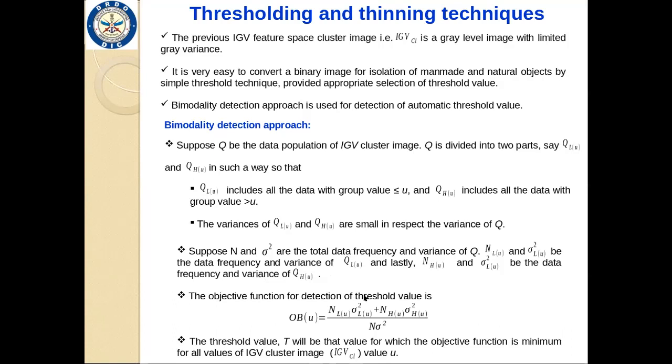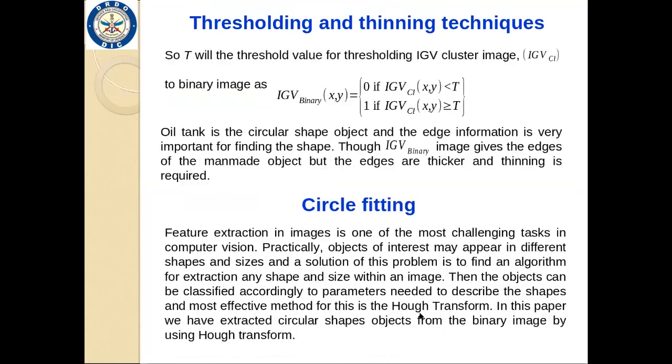Then the objective function for detection of the threshold value is this. This is the combination of the objective functions. So for all values of U, we find the one for which OBU is minimum. That value will be my threshold value. Using that threshold value, I am binarizing the particular IGB clustered image like this. So this is my segmented image.